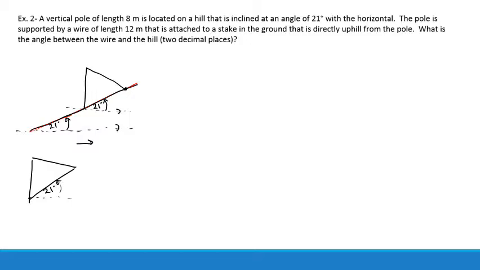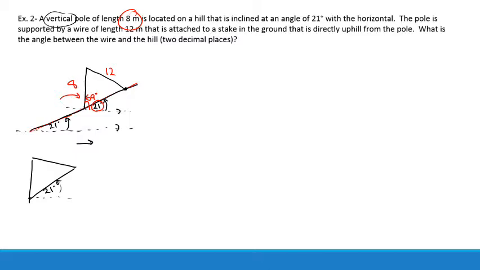Notice that it said it was a vertical pole. So if it's vertical, then I know that this is going to be 90 degrees with that horizontal line. So like the previous problem, this angle here is going to help me get this angle there. So 90 minus 21, that's 69 degrees. So I know that this part is 69 degrees. I didn't put all my measurements in. I know the pole is 8 meters. What else? And the length of the wire is 12 meters.